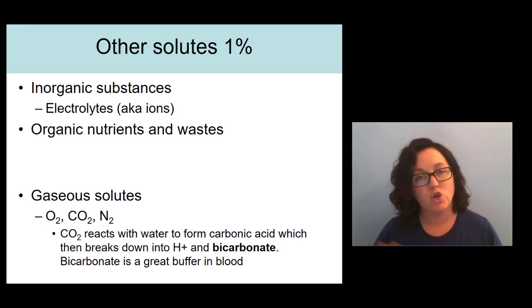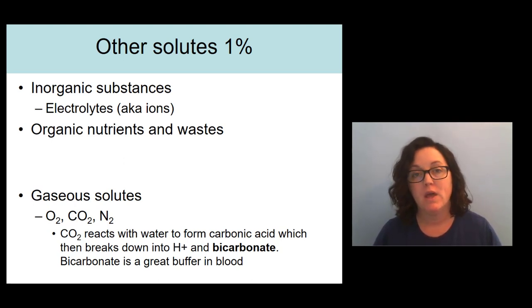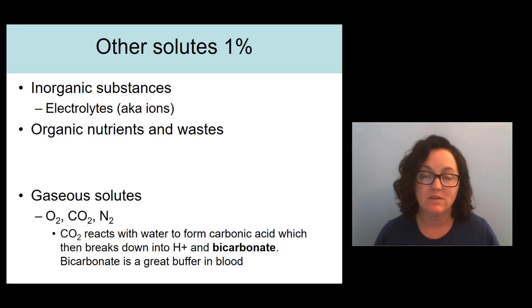Something I wanted to mention, we'll talk more about in a different video, is the fact that when carbon dioxide dissolves in our blood plasma, it doesn't stay as the carbon dioxide gas because carbon dioxide is pretty reactive and it will react actually with the water in our blood plasma. And when this occurs, it forms a new substance called carbonic acid. And carbonic acid is what we call a weak acid. It readily breaks down into its two components, which are hydrogen ions and bicarbonate ions. And the bicarbonate ions are a very important buffer in our blood plasma.